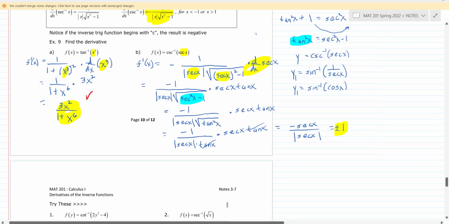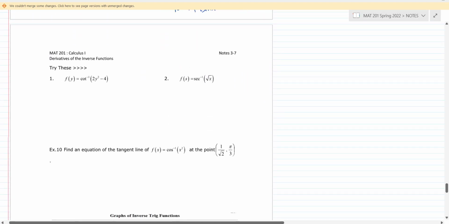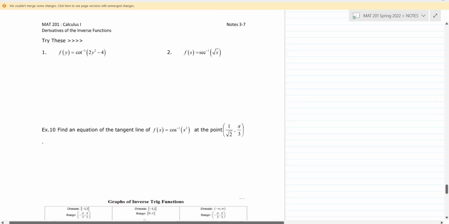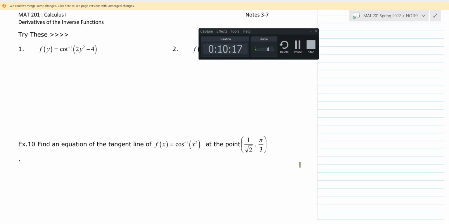Okay, so let's go ahead and pause the video, and I want you to work out the derivatives on number 1 and number 2. You can refer to the formulas on the previous page. Let's pause and see how you do with these.